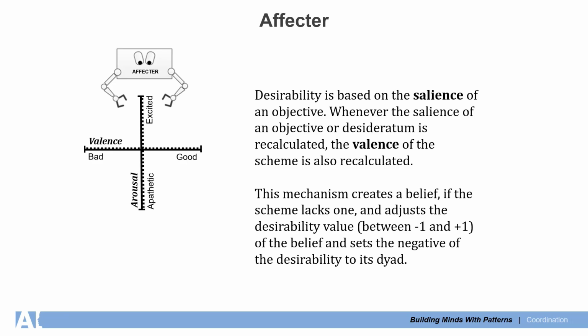Desirability is based on the salience of an objective. Whenever the salience of an objective or desideratum is recalculated, the valence of the scheme is also recalculated. This mechanism creates a belief if the scheme lacks one, and adjusts the desirability value between -1 and +1 of the belief, and sets the negative of the desirability to the dyad.